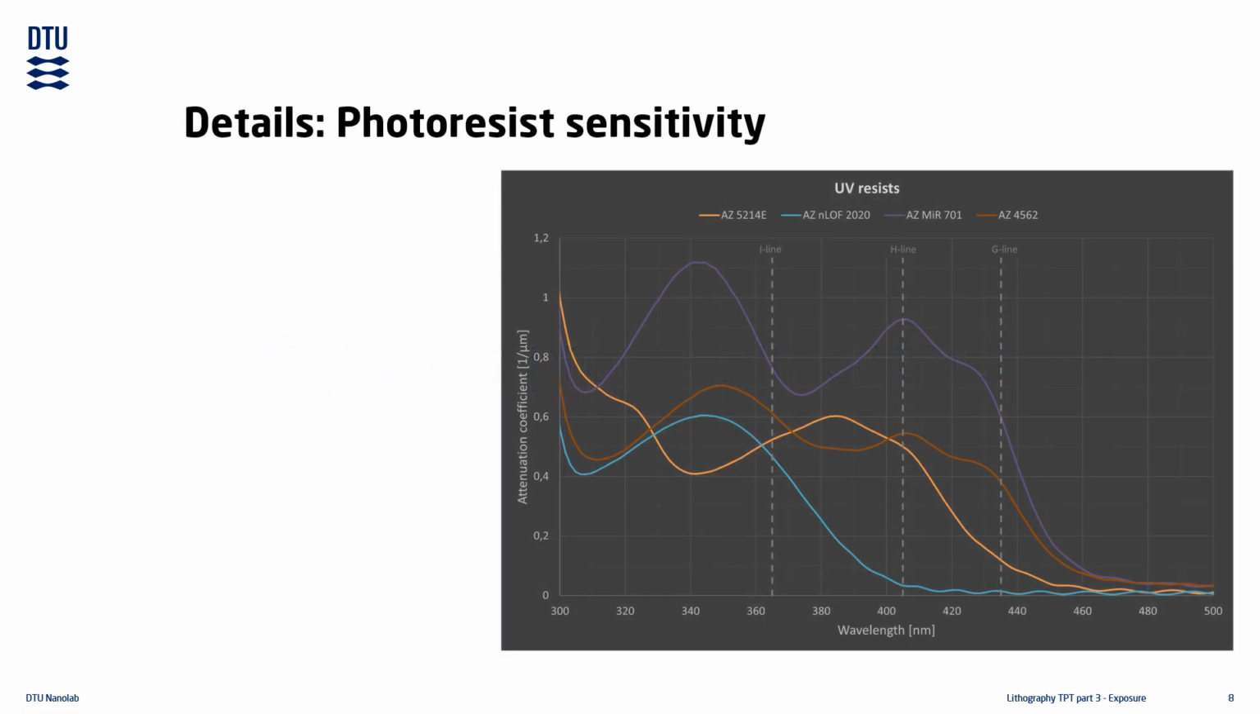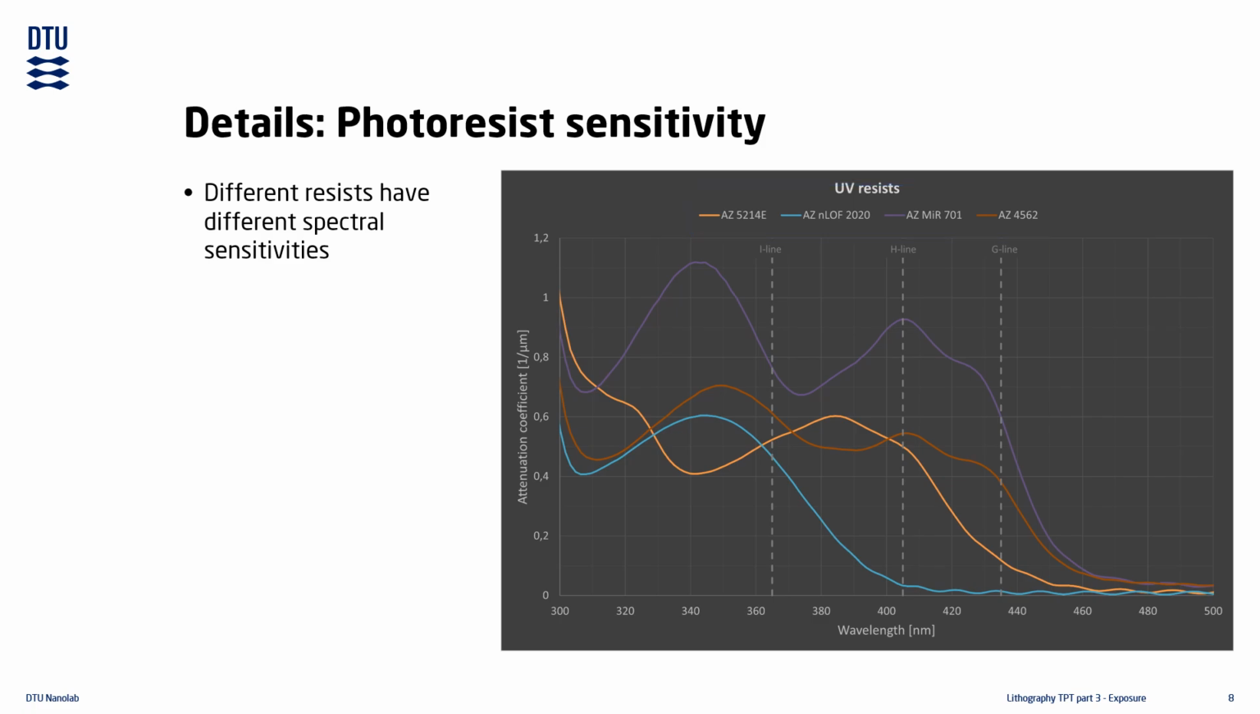Before we look at specific tools, we first look at the photoresist spectral sensitivity. It is important to know that photoresists are not uniformly sensitive to the light across the entire spectrum. In the graph is shown the attenuation coefficient for 4 different UV photoresists. This is a measure of how much light the resist absorbs at specific wavelengths, which is correlated with the photoactivity.